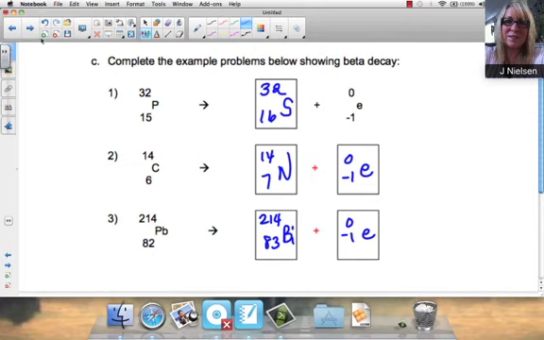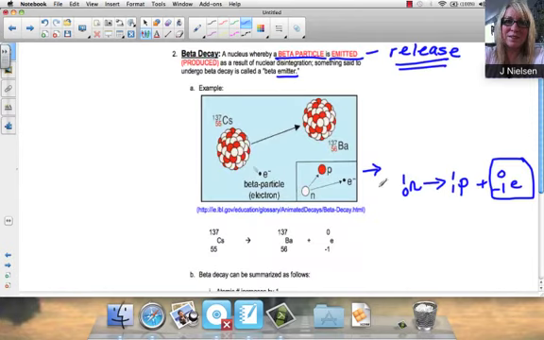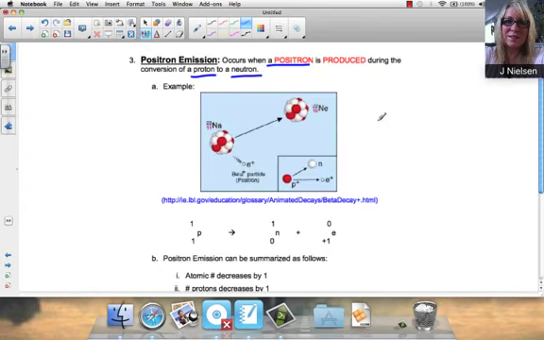Okay. So we've done alpha, beta. Now we're going to look at positron emission. Positron emission occurs when a positron is produced during the conversion of a proton to a neutron. So remember in this one we did neutron to proton. This is the opposite. This is going to be proton to neutron. So I have a proton. Here's my proton. It's going to convert into a neutron, which has a mass of 1, a charge of nothing because it's neutral. So this is going to be 0, and this is going to have to be +1. So a positron particle is emitted in this example where unstable sodium-22 transmutates into neon-22.